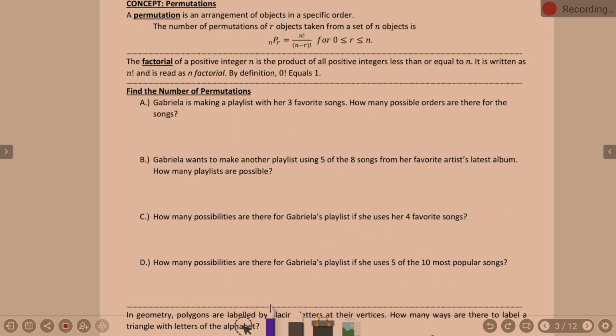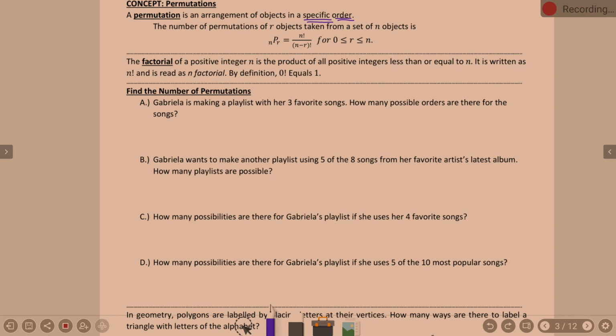Okay, so that leads us into permutations. Officially the gist of this lesson is permutations and combinations. Now, permutations. A permutation is an arrangement of objects in a specific order. So key phrase here: in a specific order. You want to remember, in a permutation, order matters.